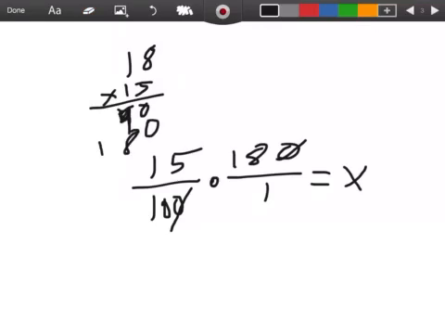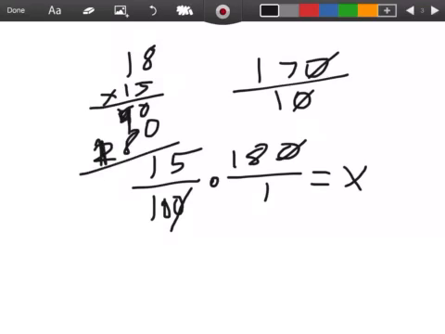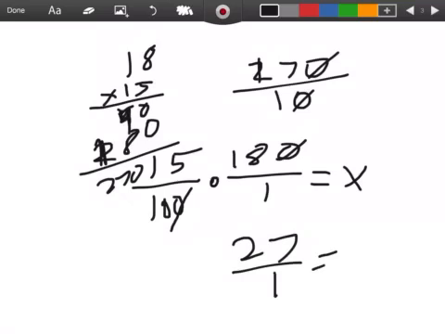0, 8, and 1. So we have 170 over 10. And this can be crossed out. And now, oh no, not 170, my bad, because you have to add the 1. So this will be 1, and the answer will be 270. So 270, cross out the zero, you get 27 over 1, which equals, so that means 15% of 180 is 27. So that would be our answer.